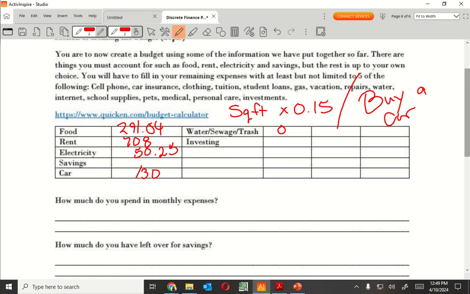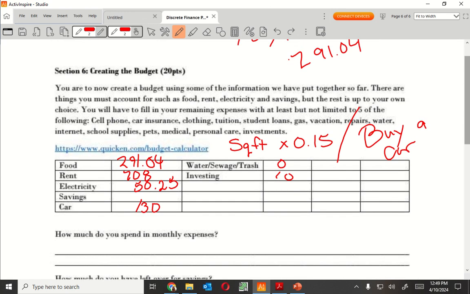Now, investing. Did you choose to invest? I actually don't know. You don't remember? Okay, how about this? Let's go to $10 a month. That was on this project. It was an option. We're investing $10 a month. So right here, we needed to add 5 more items to this.